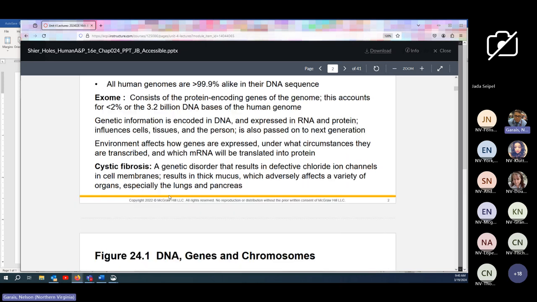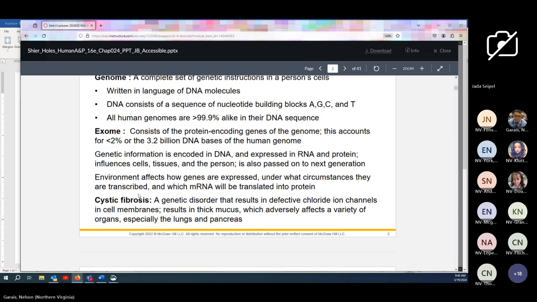Now, what's cystic fibrosis? This is our first disease. You need to know in every disease that we talk about, what's its mechanism of action. If you know the MOA of a disease, you could figure out its signs and symptoms. So defective chloride ion channels, okay? If you have a defective chloride ion channel, what are you going to get? You're going to get thick mucus. So wherever there's mucus, it's going to get gummed up. And what are the two places? Lungs and your pancreas.